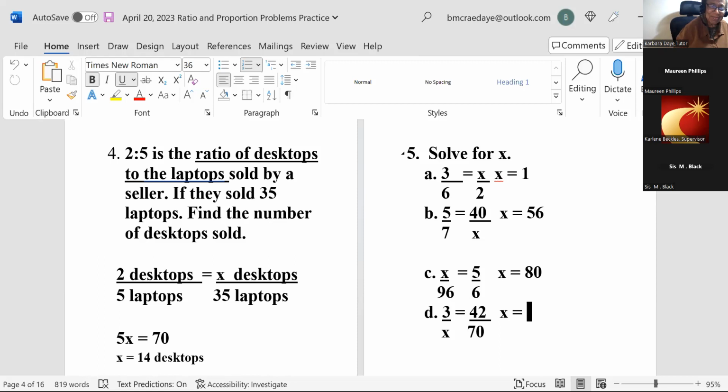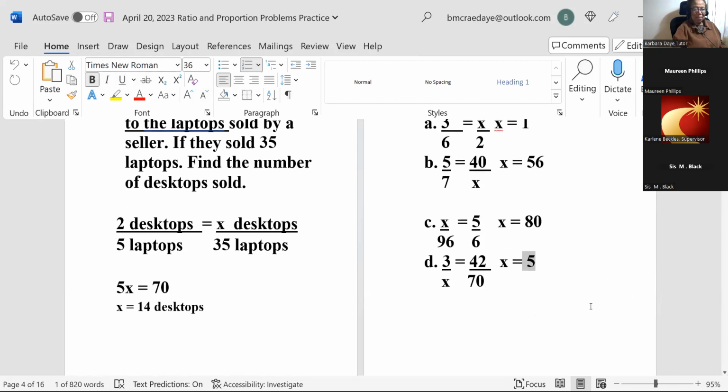Got the answer? I did the same. What's the answer, Mercedes? 5. Yeah, correct. I don't know where I got 40 from. 5 multiplied by 42 is 210. When I look up, I say, oh, it's not 40, it's 42. That's just practicing your cross multiplication, because once you set these up, you have a cross multiplication, right? Okay, very good.